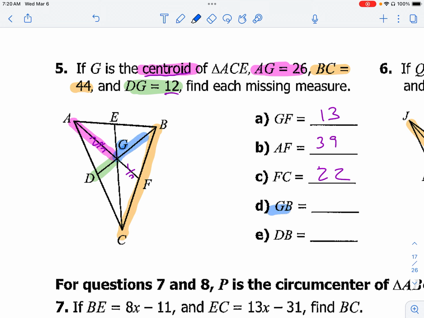Now GB, which is in our blue right there, is the 2/3 side of DB. DG, which is the 1/3 side, is 12, so GB has to be double, or 24. And then DB, of course, is going to be 12 plus 24, or 36. And that's the centroid.